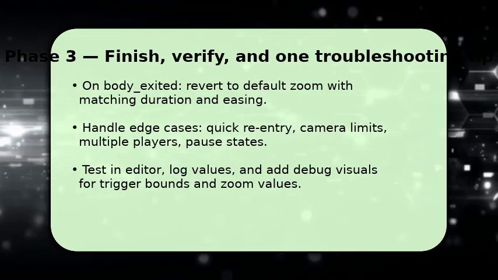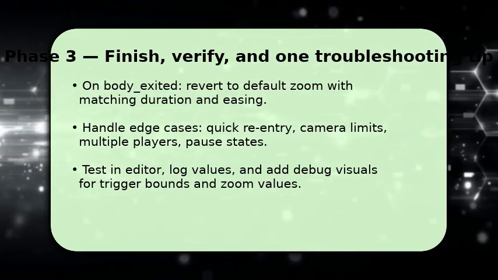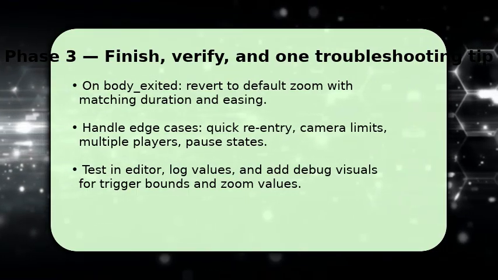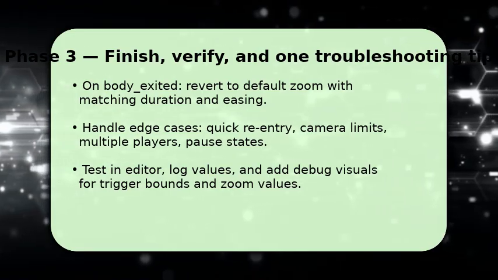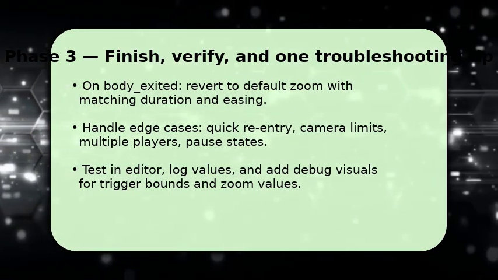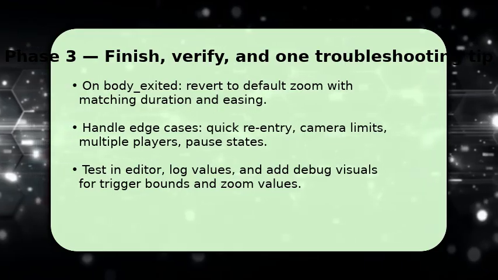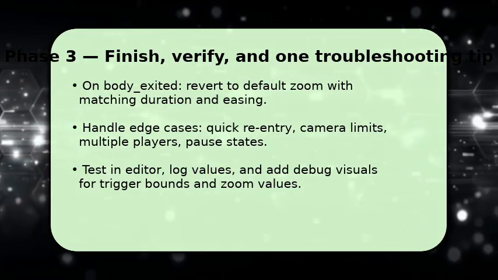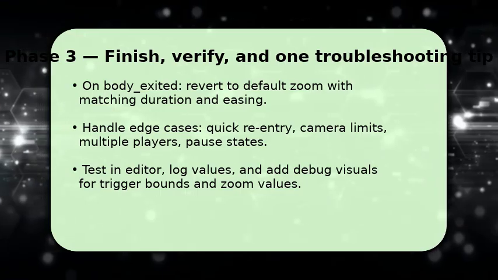Once done, add checks for camera limits, multiplayer collisions, and pause states so the zoom won't break gameplay. If things go wrong, enable debug prints and draw the trigger bounds in the editor. This single troubleshooting tip often reveals misaligned areas or incorrect node references fast.